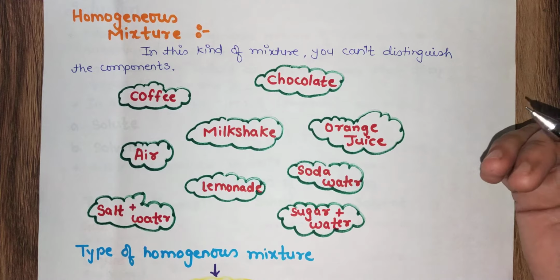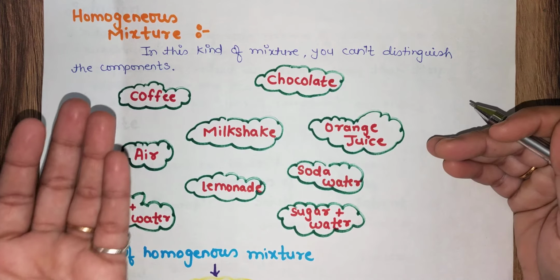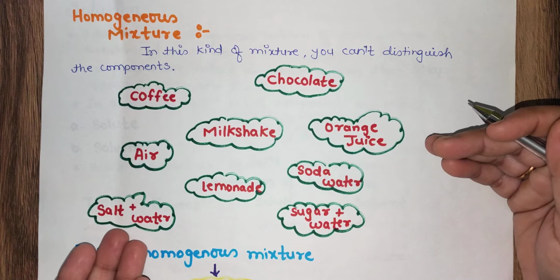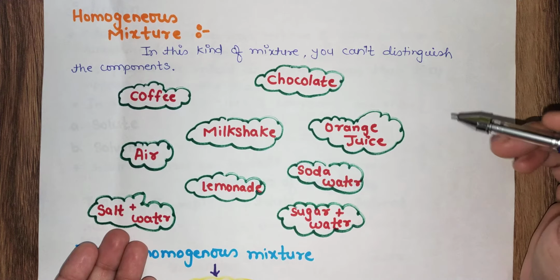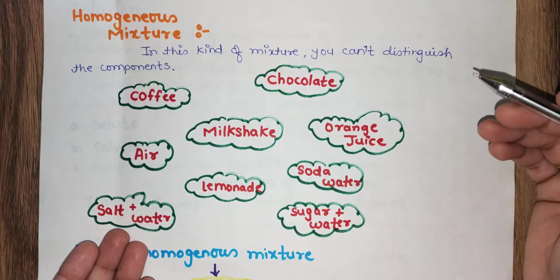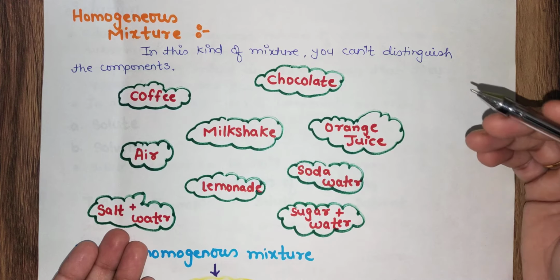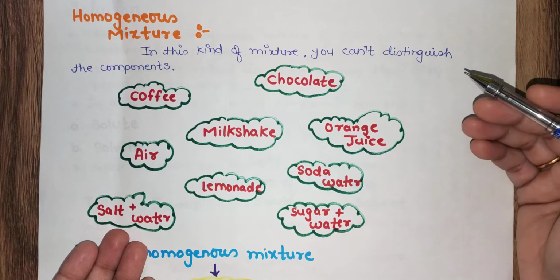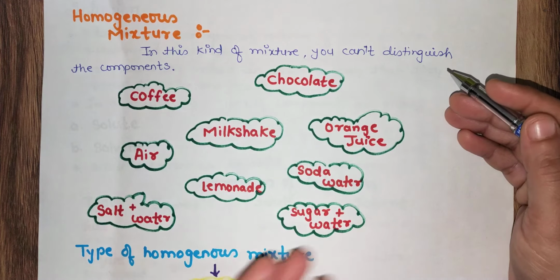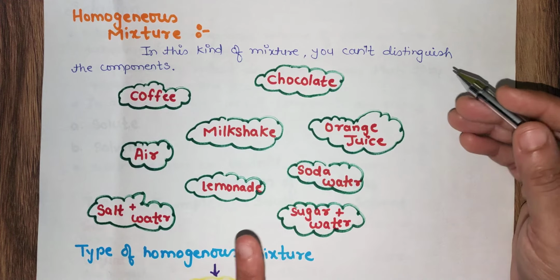Why? Because whenever you mix them, take the example of salt and water. Whenever you mix salt into water, after dissolving, are you able to distinguish that you have added salt in it until you taste it? So in this way all these examples come under homogeneous mixture.